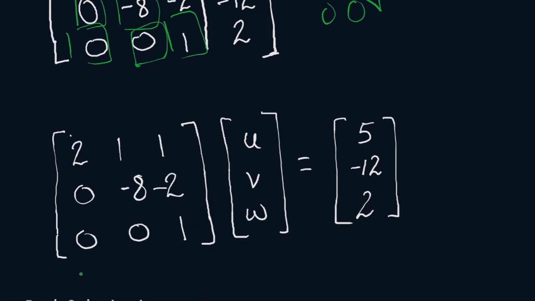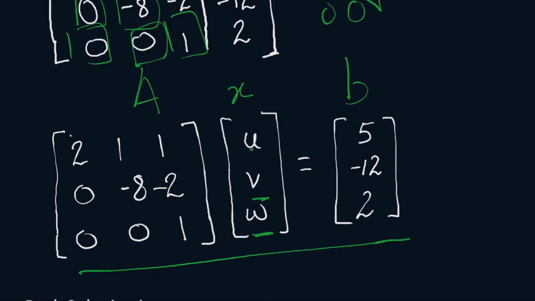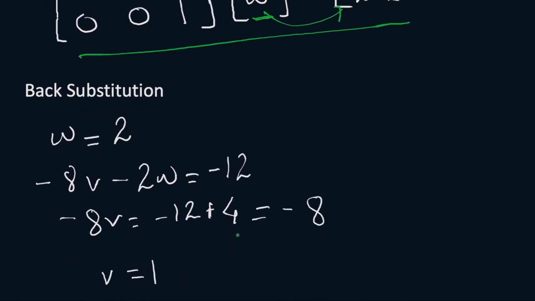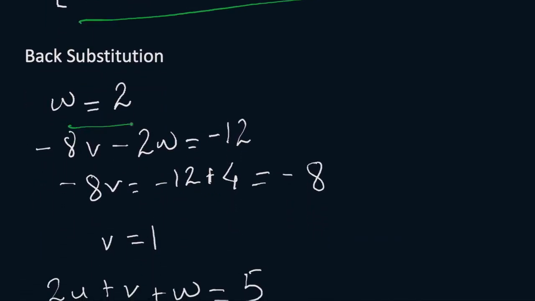So this is our final matrix form. This is the A matrix, X, and this is the new B. So we will be using back substitution to find W first, then V, and then U. So our W clearly here is 2. So our W here is 2.